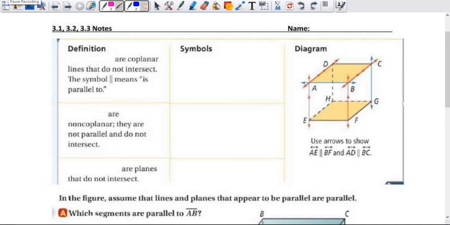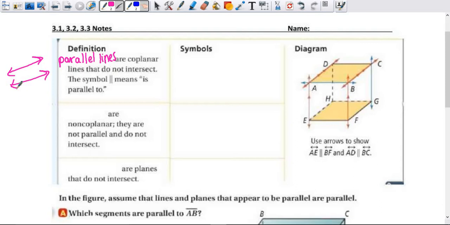All right, we're going to go ahead and cover 3-1, 3-2, and 3-3 all together. They are all on parallel lines, so let's define that. Parallel lines are coplanar lines that do not intersect. So when you have two lines that are going in the same direction and never hit each other, that's what we're talking about with parallel lines. That should be pretty familiar. Coplanar just means they're in the same plane.